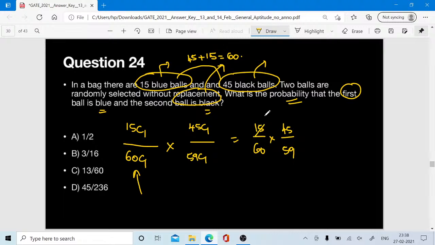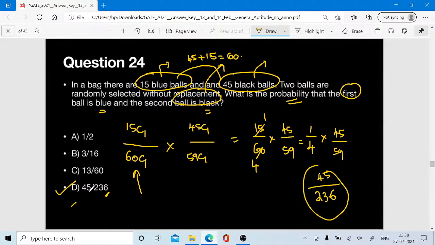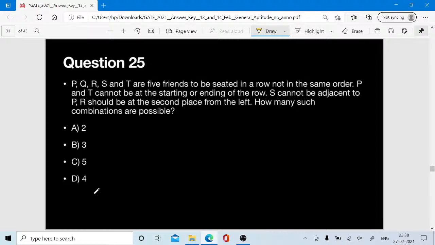So 15 ones are 15, fours are 60, so this is going to be 1 by 4 into 45 by 59. 9 fours are 36, you guys know that. So unit digit 6, so D is going to be the right answer. Or else you can still go by it. 9 fours are 36, 3 in the carry. 4 fives are 20, 20 plus 3 is 23. Denominator 45 as it is. So 45 by 236. Option D is the right answer. Let's see the next question.